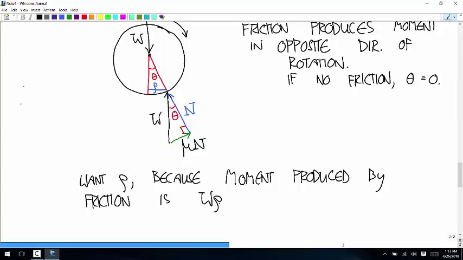Well, we have these two triangles. We know everything about this one. If we could come up with the length of this hypotenuse, now that we know this angle, we can figure out what rho is. And the length of this hypotenuse is just the radius of the axle. So that's something we can just measure. So this is R.